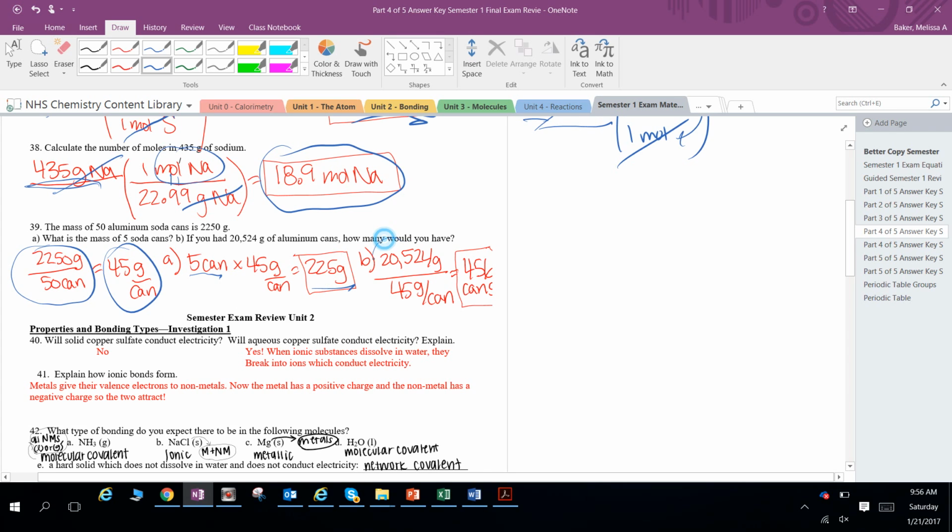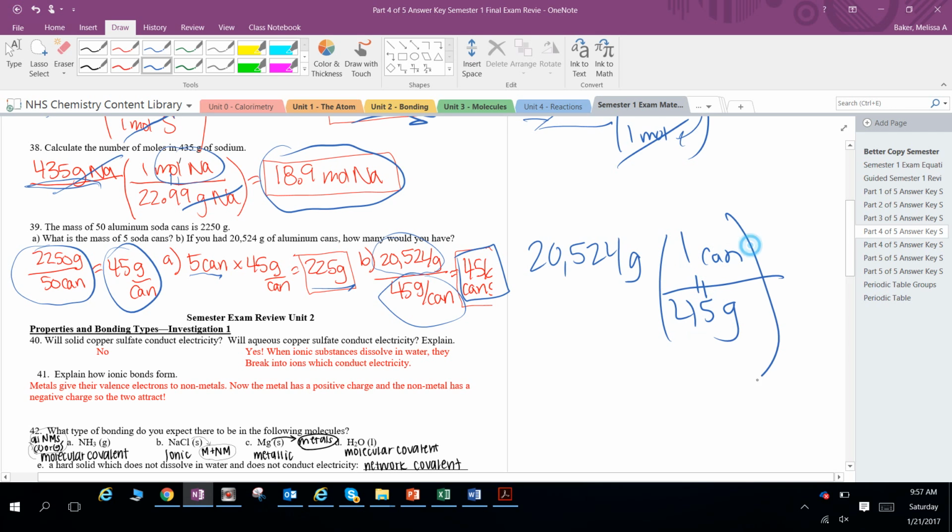And then what if you had 20,524 grams worth of cans? How many cans is that? Well, since each can is 45 grams, you divide to figure out, okay, 456 cans. You could also set this one up with dimensional analysis to make it a little bit easier. You know that 45 grams is equal to 1 can, and so you can see you need to divide because grams will cancel out.